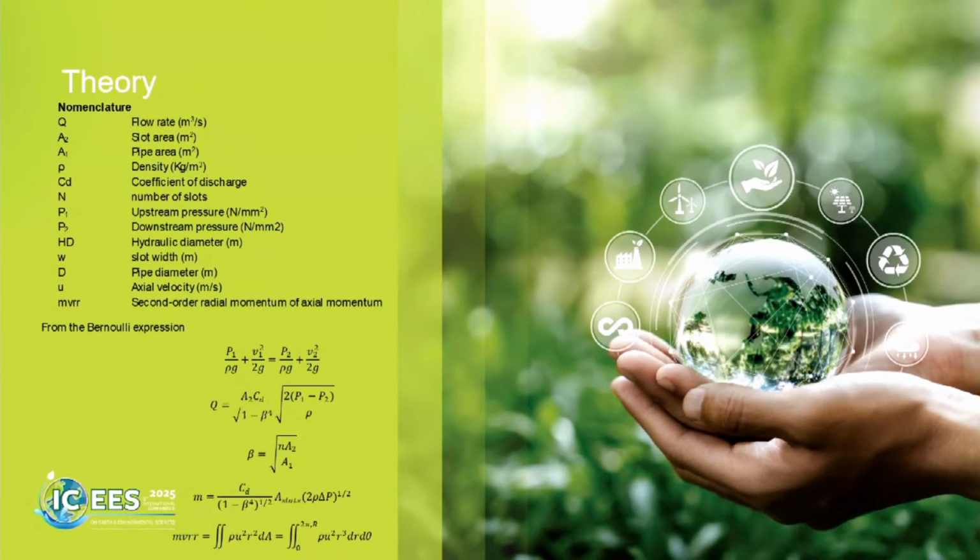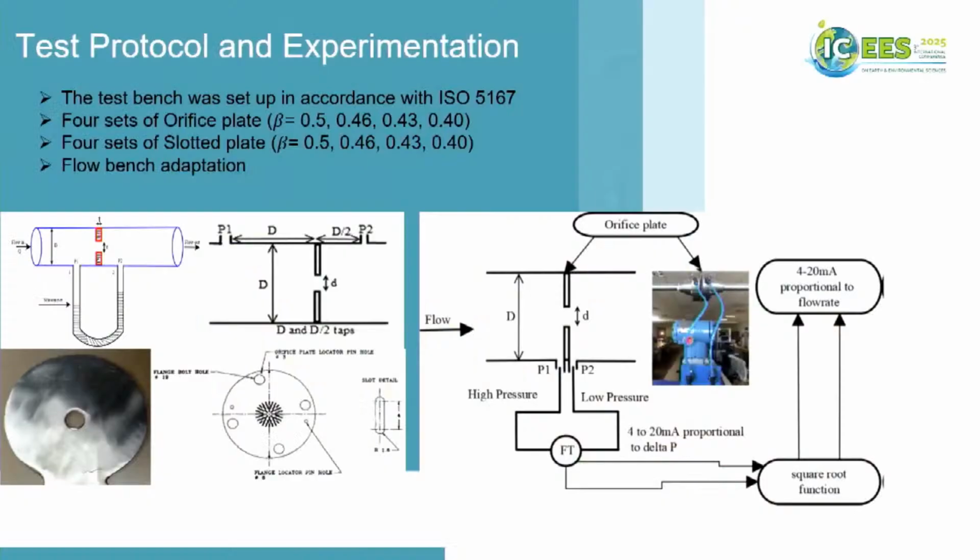The beta ratio expression is given there, which is the square root of the number of slots divided by the cross-sectional area of the vena contracta divided by the area upstream. And of course, the mass flow rate expression is stated there. The last expression is the second order radial momentum of axial momentum. Those are the theories we built the test protocol around.